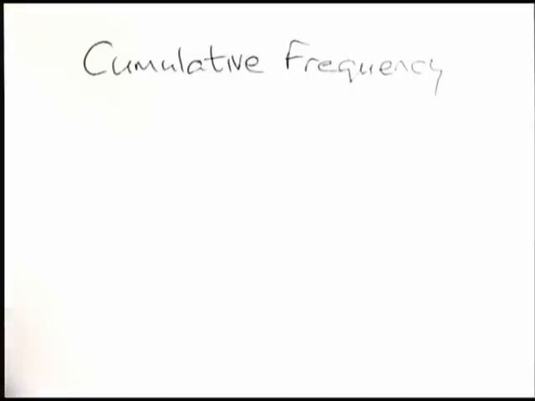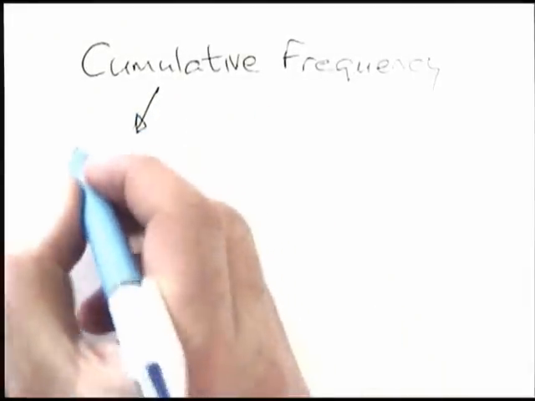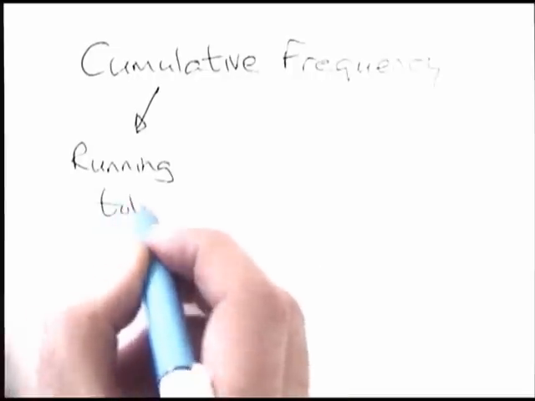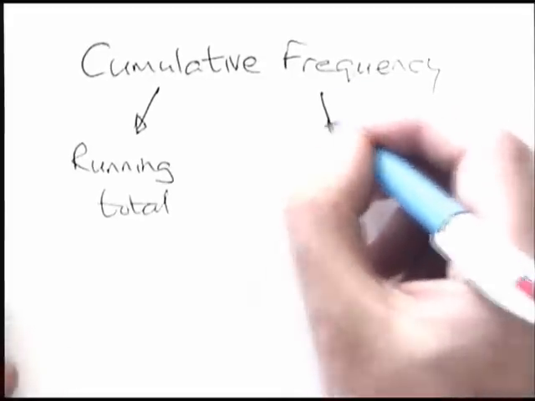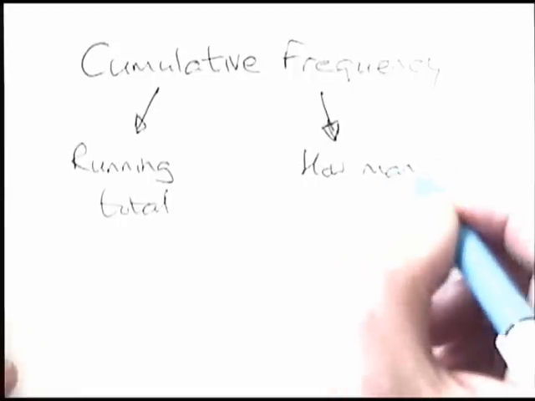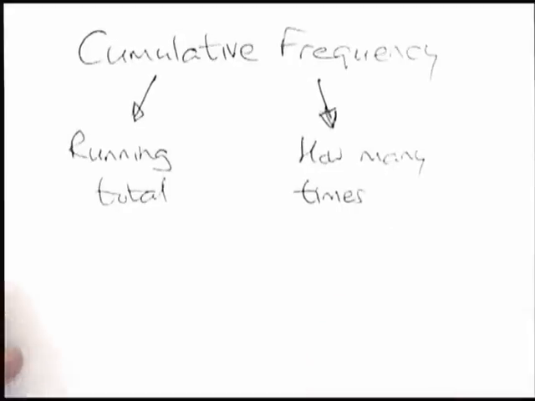Cumulative frequency. You need to know what both of these words mean. Cumulative means running total. Can you write that down, please? Cumulative means running total. Frequency means how many times something happens. So the cumulative frequency is literally a running total of how many times something happens.